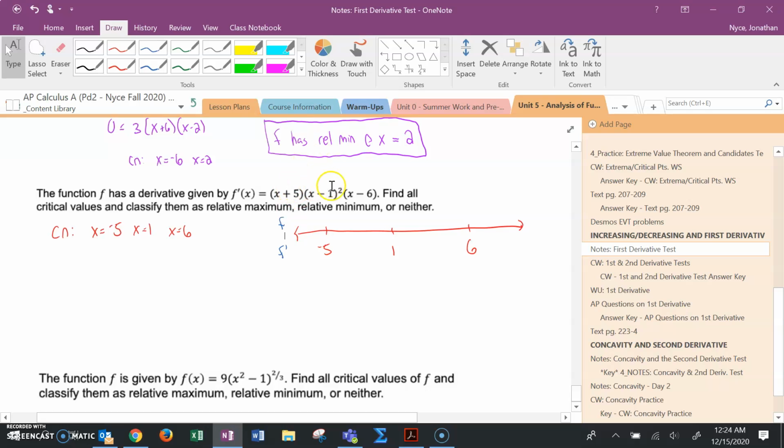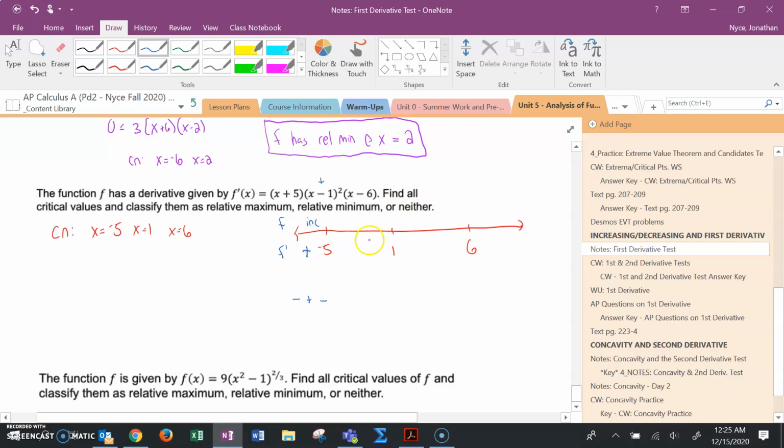So when we're plugging into the derivative, keep in mind the x minus 1 squared term is always going to be positive. So if we pick some number less than -5 and plug it into each of these terms, we're going to get a negative. Say it's -6 plus 5 is negative. The x minus 1 squared term is positive. If we do -6 minus 6, that also gives us a negative. So all of a sudden we get a positive derivative.